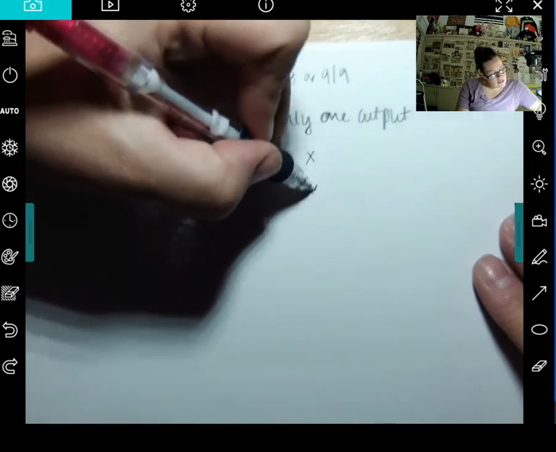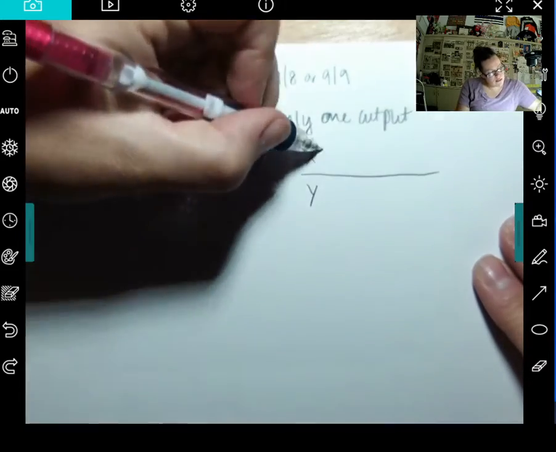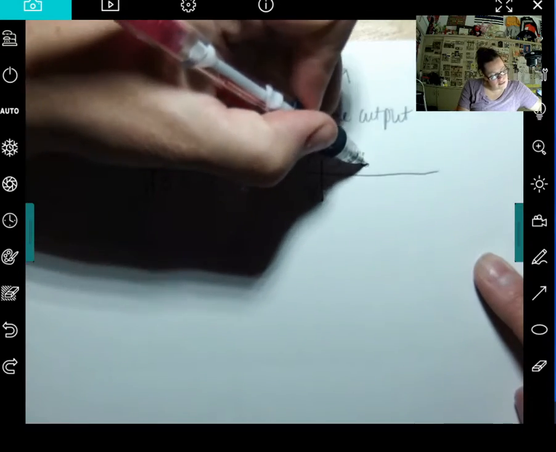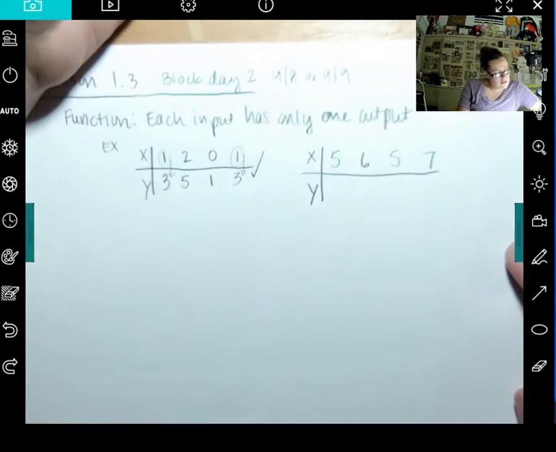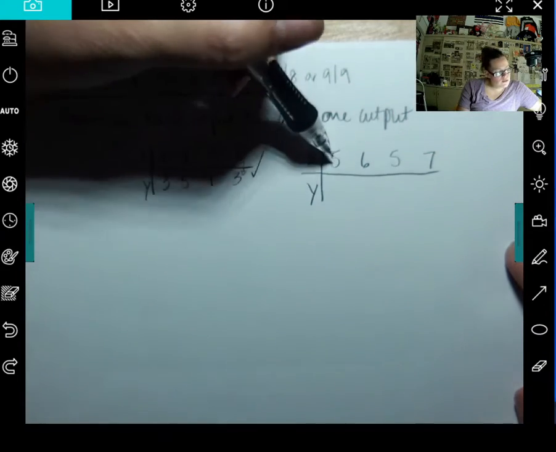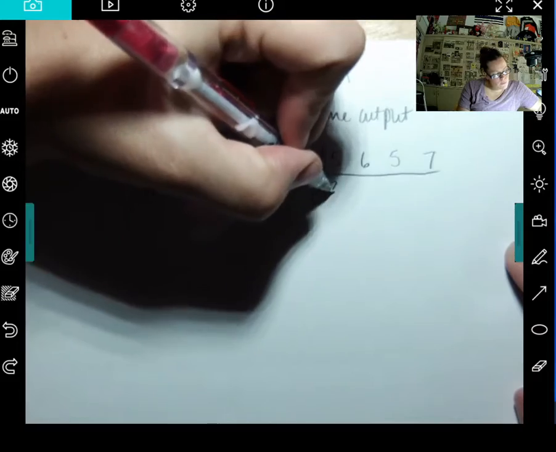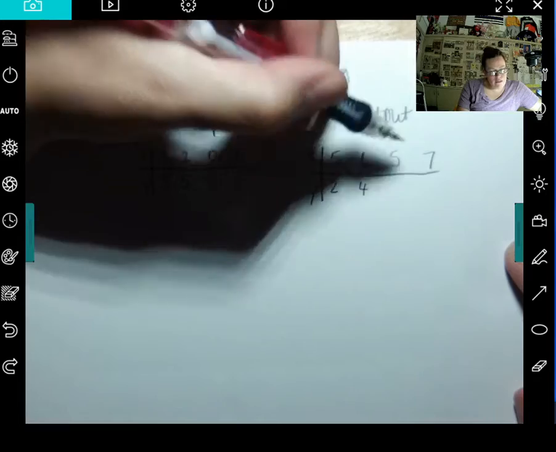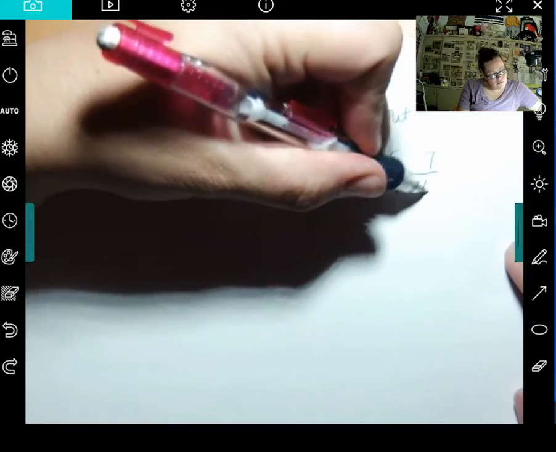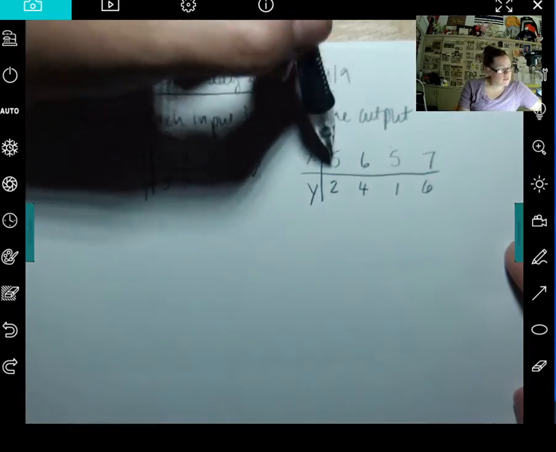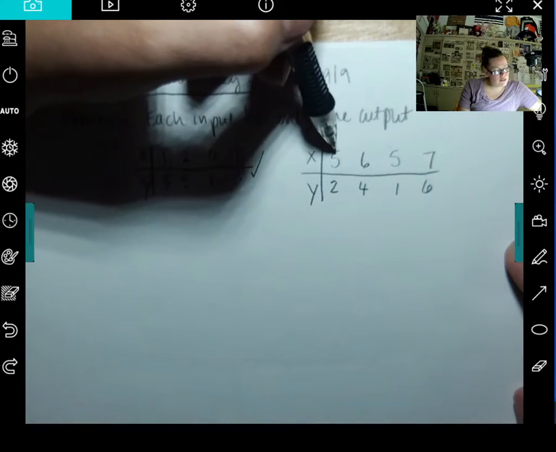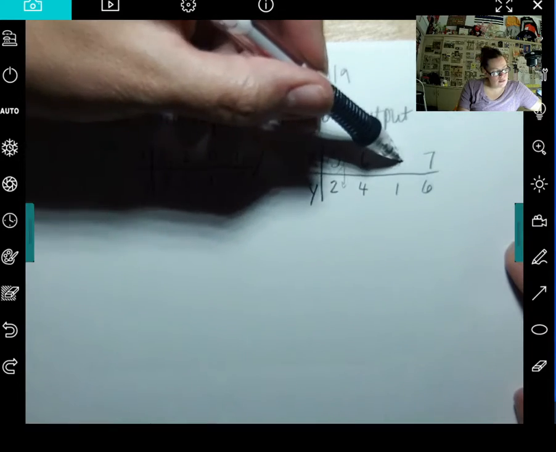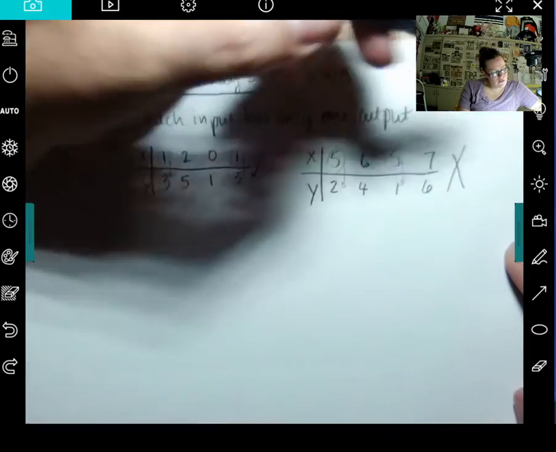If you look at this next example, we have the XY table. Let's say our inputs this time are 5, 6, 5, 7. For this 5, we have an output of 2. For the 6, we have an output of 4. For this 5, we have an output of 1. And for this 7, we have an output of 6. So again, we look to see, are there any repeated inputs? The 5s are repeated. Do they have the same output? No, they don't. So this one is not a function.